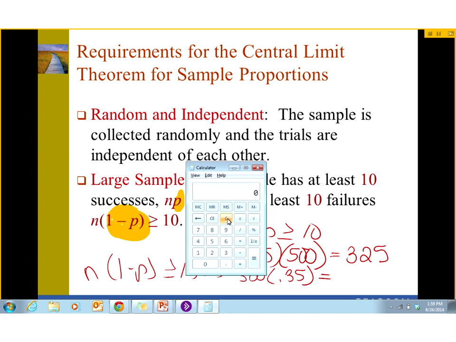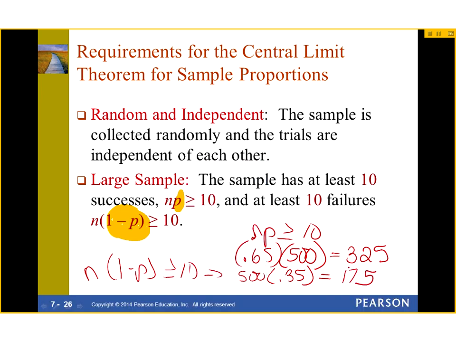Now, some of you might be able to guess what this number should be, but let's see how close we are. 500 times 0.35 is 175. So our number of failures was 175 in the previous samples. Now, if you look, 325 plus 175 equals our 500. So if you know the sample size and you know the number of successes, you can also subtract to find the number of failures. So we do have a big enough sample.